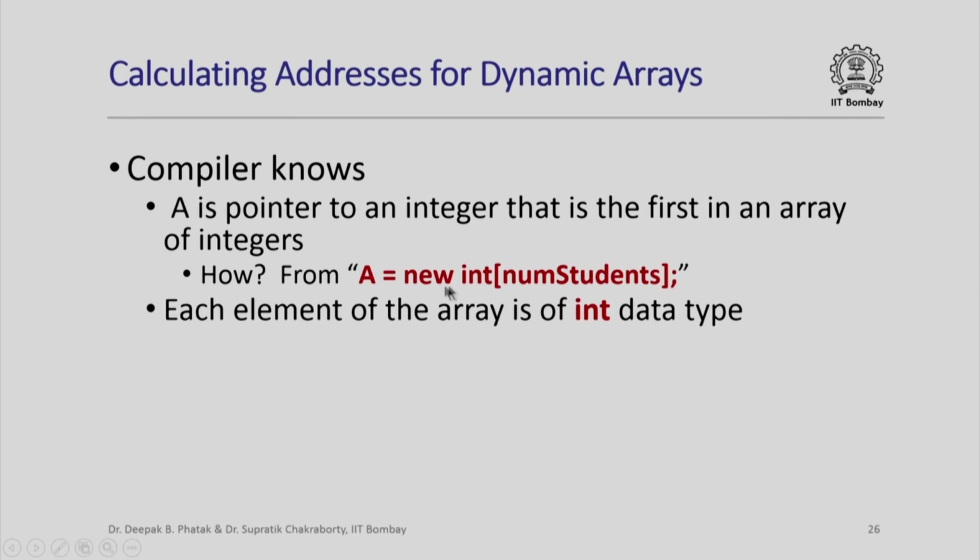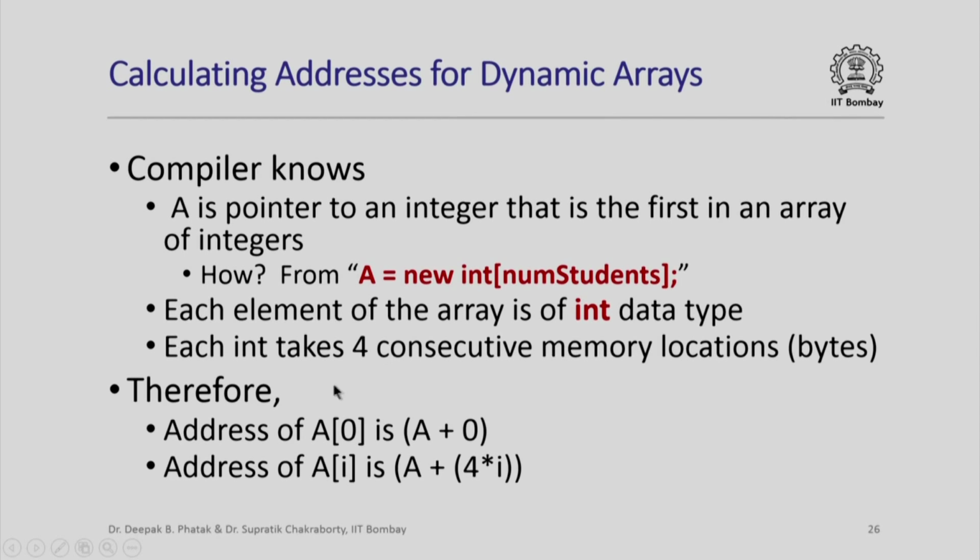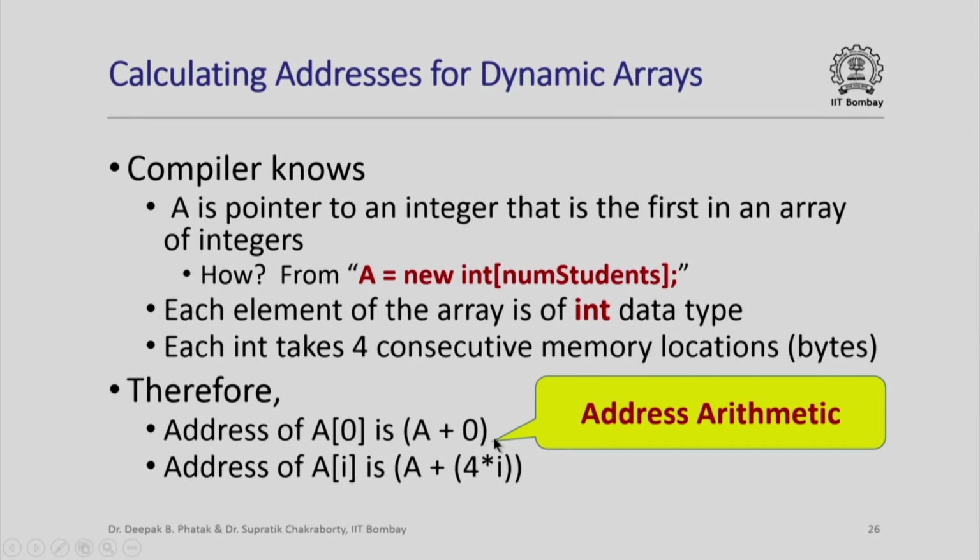The compiler also knows that each element of this array is of int data type, and that each int takes 4 consecutive memory locations. Therefore, it is easy to see that the address of A[0] will be the address that is contained in A plus 0, and in general the address of A[i] would be the address contained in A plus 4 times i. Where is this 4 coming from? Because each integer in this array requires 4 consecutive memory locations, takes up 4 addresses. This is also what is called address arithmetic. We are basically adding and multiplying things here to compute the address, and once we have that address, we can access the right element of the dynamically allocated array.